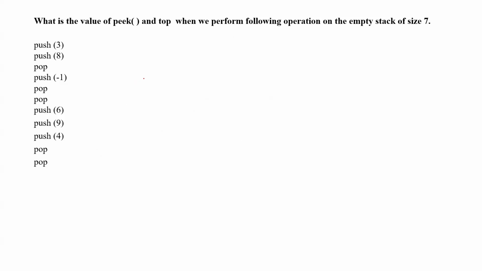Now let's see one example where we can understand these operations. The question is, what is the value of the peek function and the top when we perform the following operations on an empty stack of size 7? When we have been given an empty stack, we can consider top is equal to minus 1. So I will draw that stack. The size of the stack is 7, so 0, 1, 2, 3, 4, 5, and 6. So 0 to 6 means the size of the stack is 7.